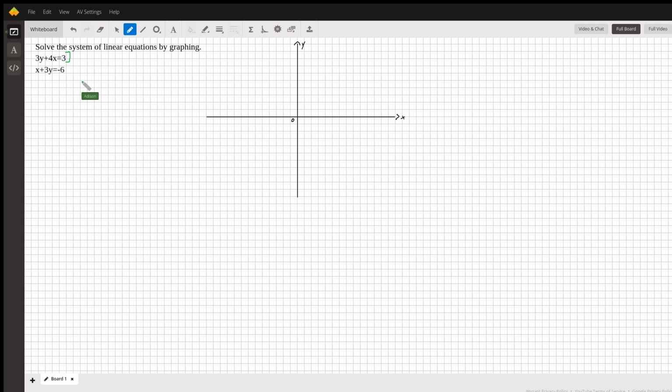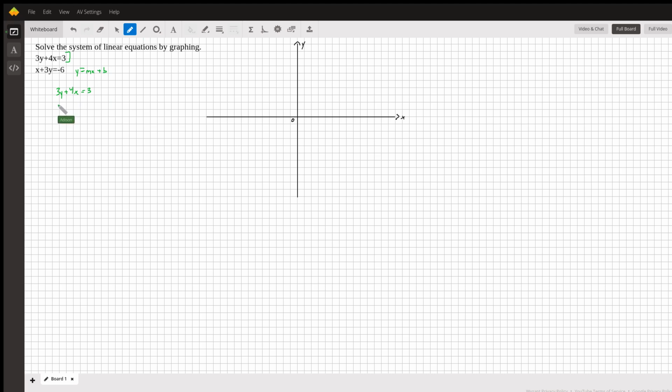Now what I want to do is take this and put it into slope-intercept form. The reason is because then we'll have a slope and a y-intercept, and then we can graph them there instead of having to plug in points. So let's start by simplifying 3y plus 4x equals 3 into slope-intercept form. And if you don't remember, slope-intercept form is y equals mx plus b, where m is slope and b is the y-intercept. So let's put it into that form.